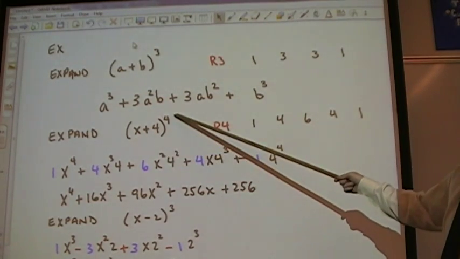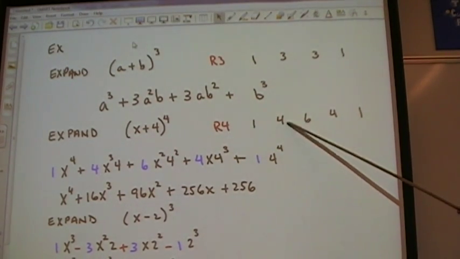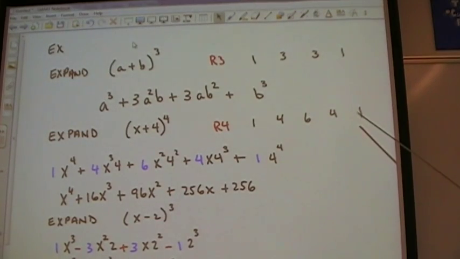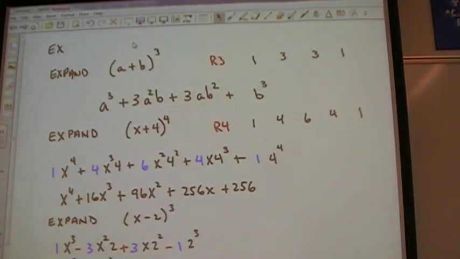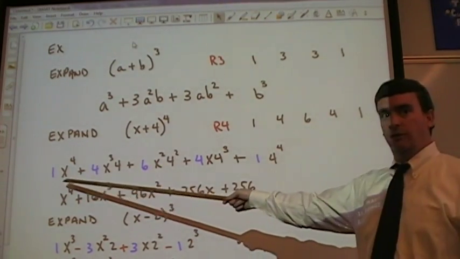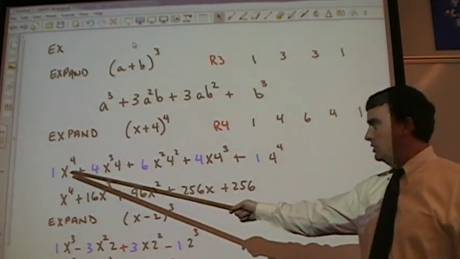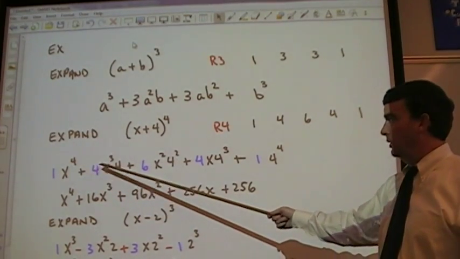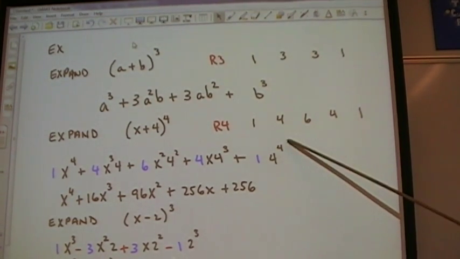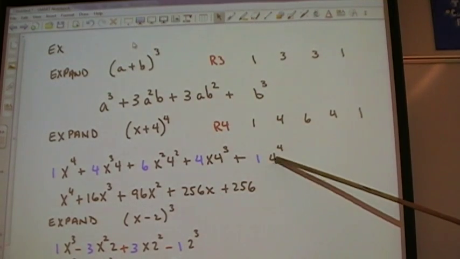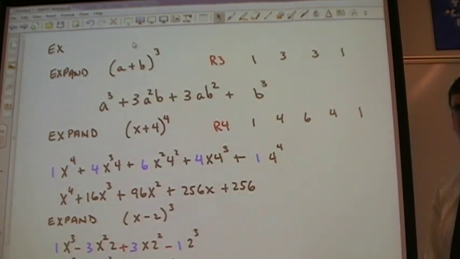Here, x plus 4 to the fourth, expand that. We're going to use row 4, which is 1, 4, 6, 4, 1. Those are my leading coefficients, which I put here in blue. You know to start with x to the fourth. You know to end with 4 to the fourth. Now with the x's, you just work your way down. X to the fourth, x cubed, x squared, x to the 0, which is 1. With the 4's, you work your way down another way. 4 to the fourth, 4 cubed, 4 squared, 4 to the 0, which is 1.